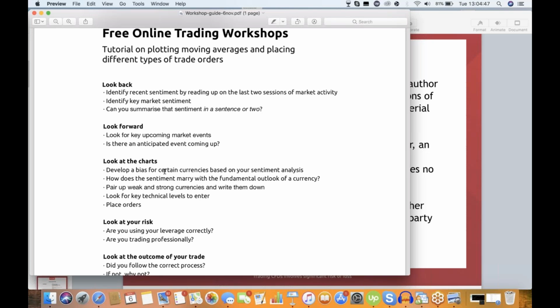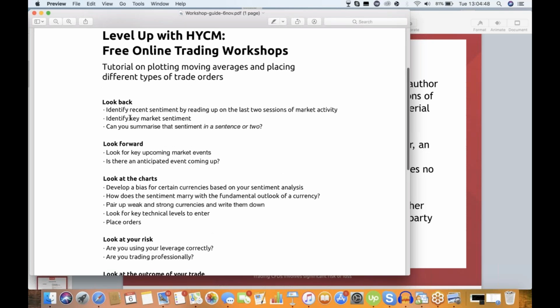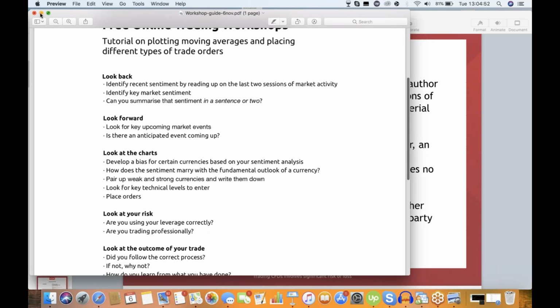So make sure you have a look at that handout, and that you've got it out in front of you. As I said, the extra value for this week is plotting moving averages and placing different types of trade orders. I'll go through the plotting moving averages first, so that we can apply it on the charts as we go through the session. So that's the way it's going to go.